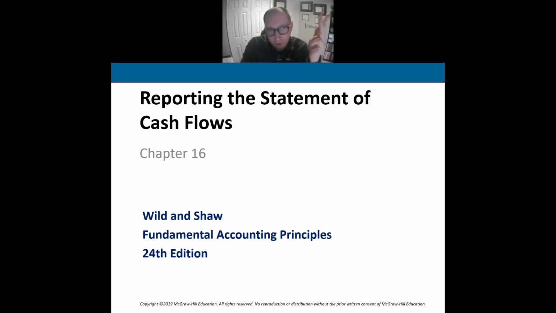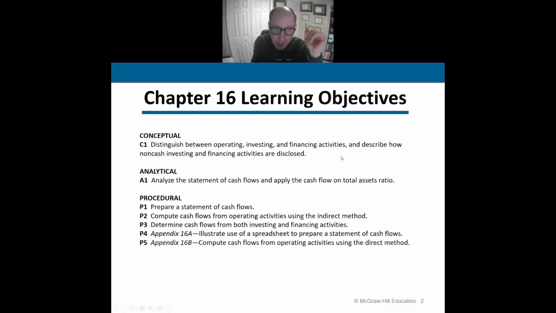The third type of cash flows in the business are called financing activities. When we finance, we're talking about loans, stocks, bonds, the equities. That's financing. So those are the three categories on the statement of cash flows. And we'll break down those a little bit further.